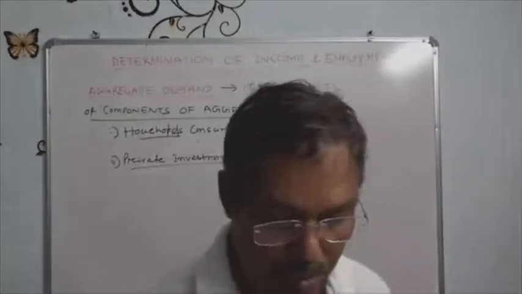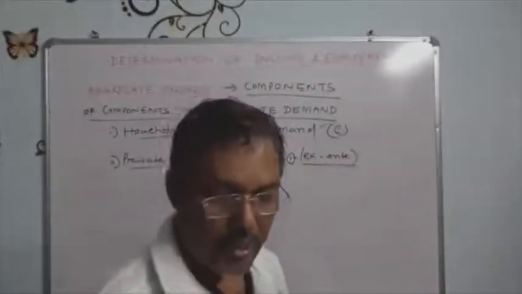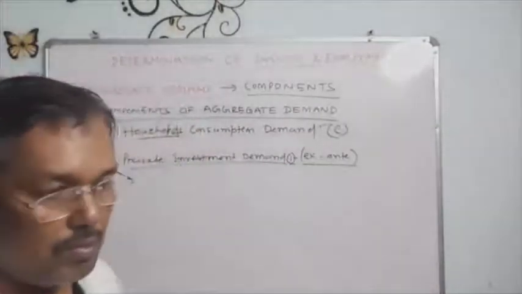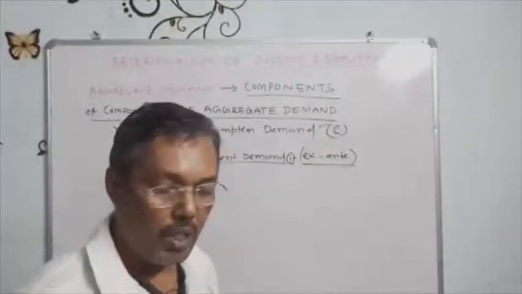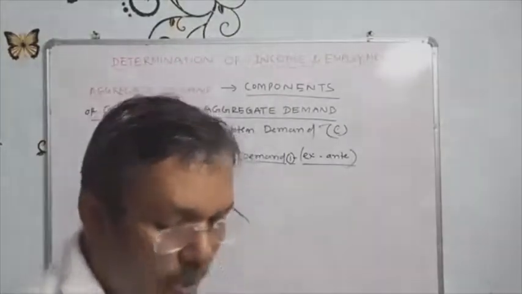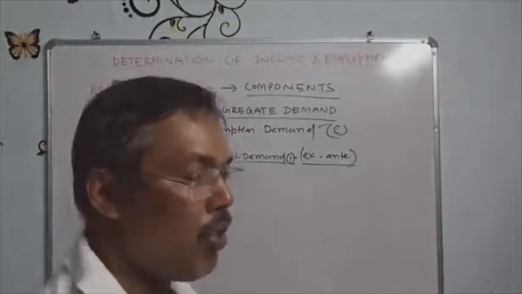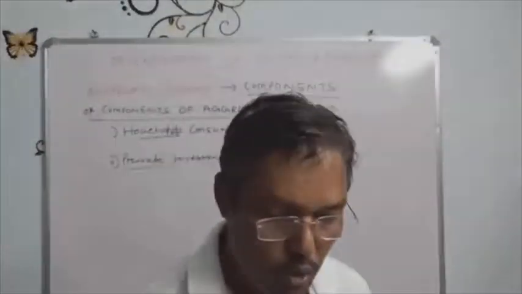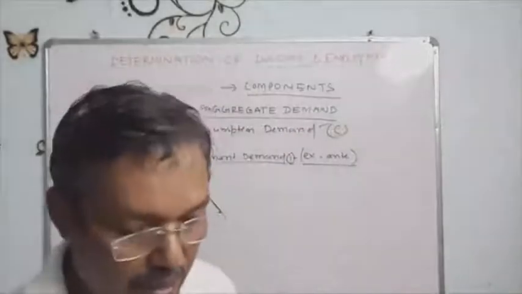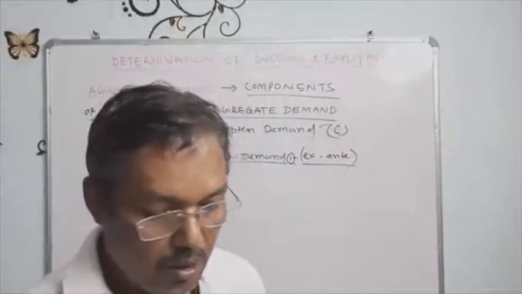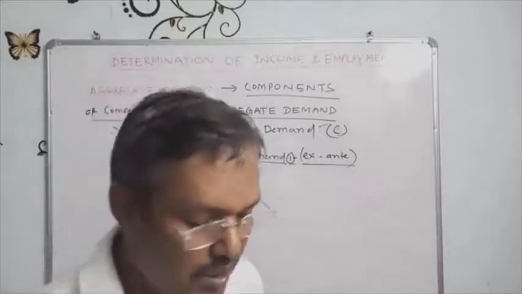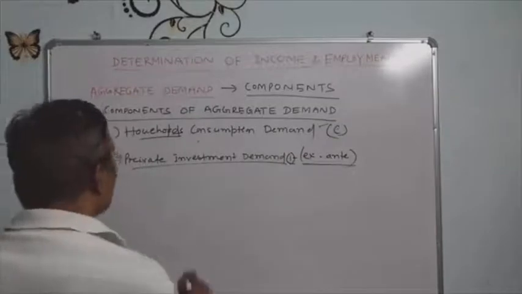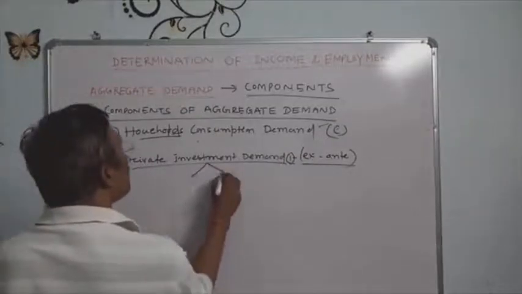So private investment refers to that type of expenditure when a society, community or anybody else is ready to spend money on machines or buildings or raw materials. That is known as private investment. This investment can be divided into two parts.